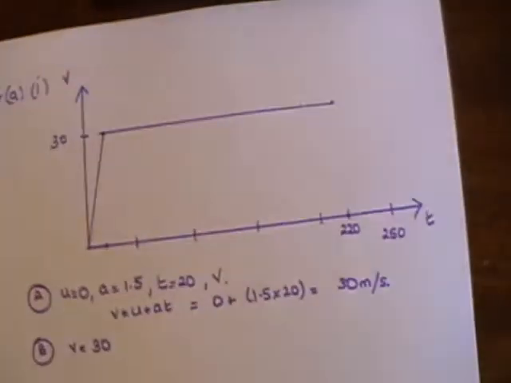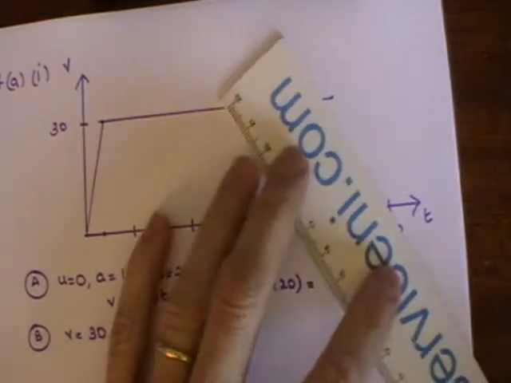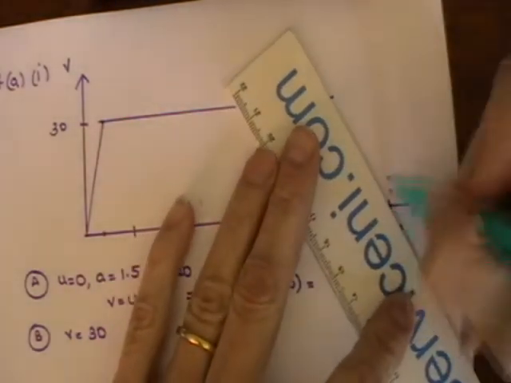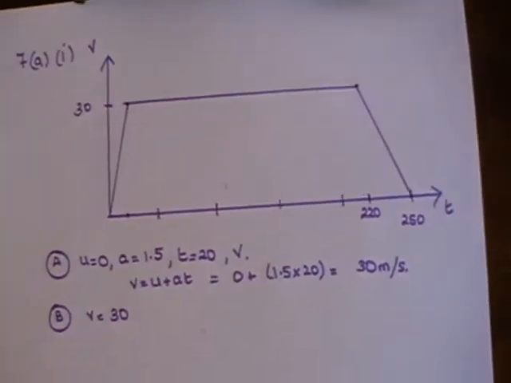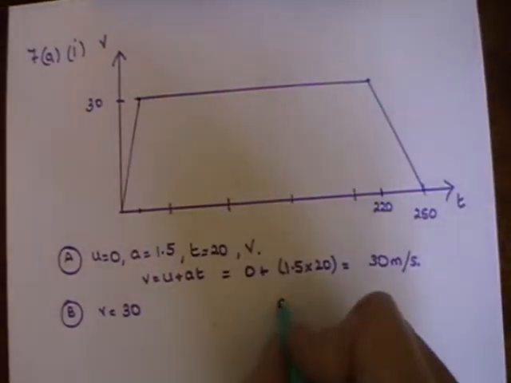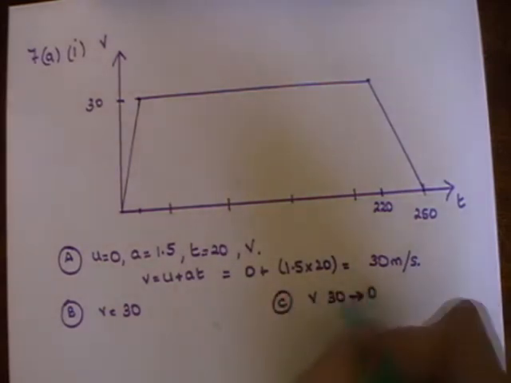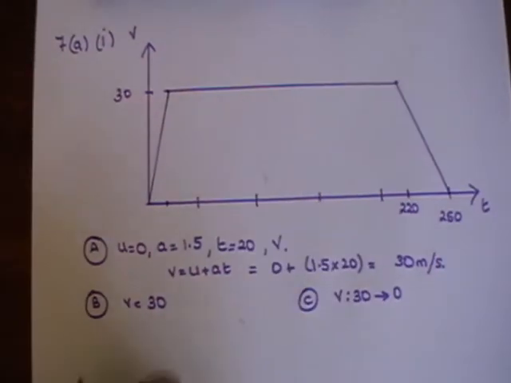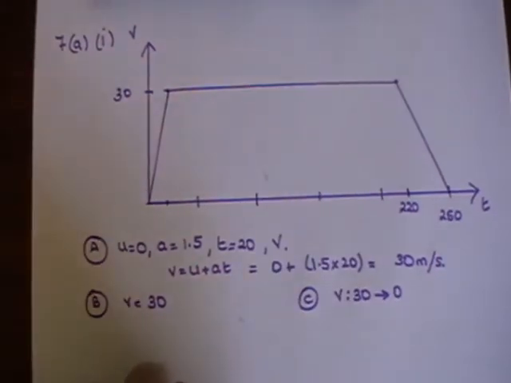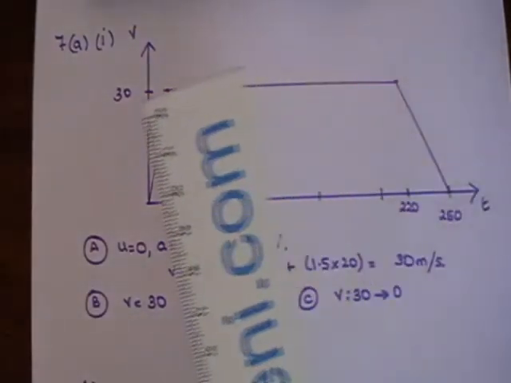And then the last part of the question says it then comes to rest, decelerating uniformly in a further 30. So you don't need to calculate anything there, it's just coming to rest in a further 30 seconds, which takes you up to 250. And that's the shape of your graph. So part C, V goes from 30 down to 0. Right, the next part then says, find the total distance travelled. And the total distance travelled is the area underneath the graph.